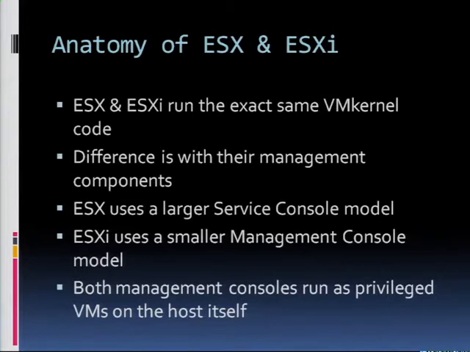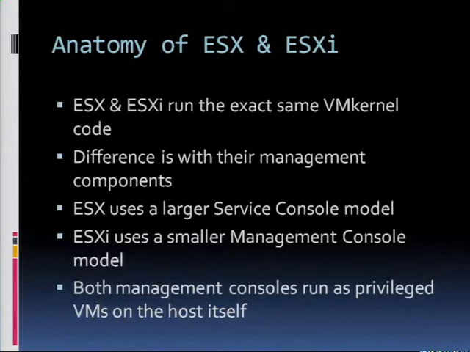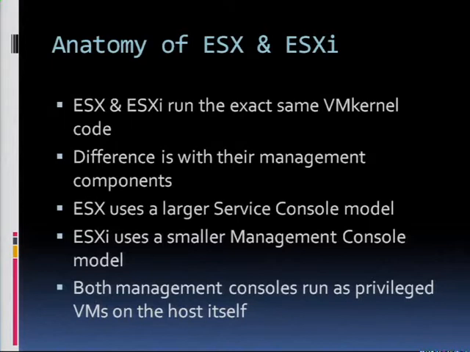Both management consoles run as privileged VMs on the host itself. When the ESX host boots up, it's loading these privileged VMs, and this is the management interface into the VM kernel itself. You'll see now it's not a VM that you can actually do things with. You can't really touch it or see it. It doesn't appear in the vSphere client. With ESX now, they moved the VMDK file for the service console onto the VMFS data store and made it visible, but again, you can't actually see or do anything with it.